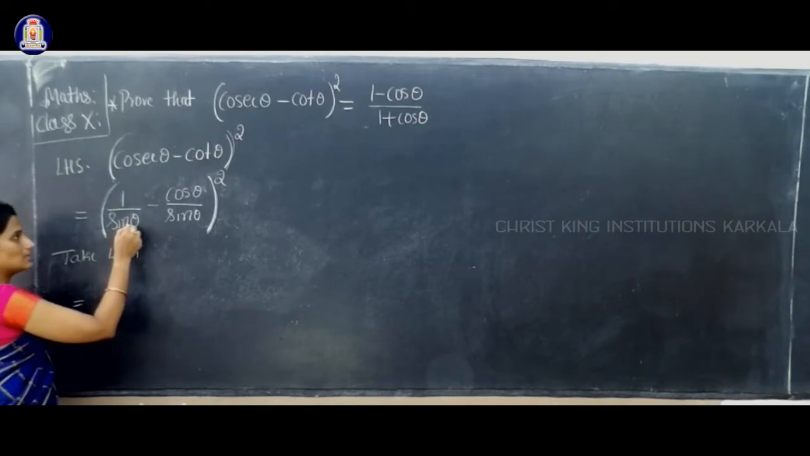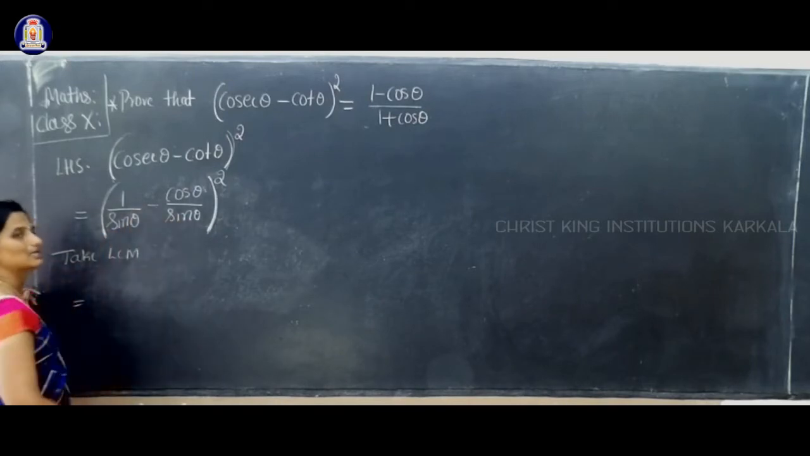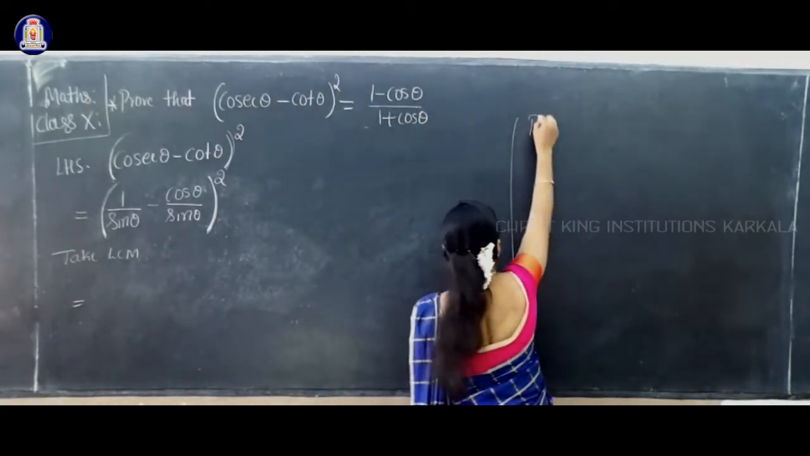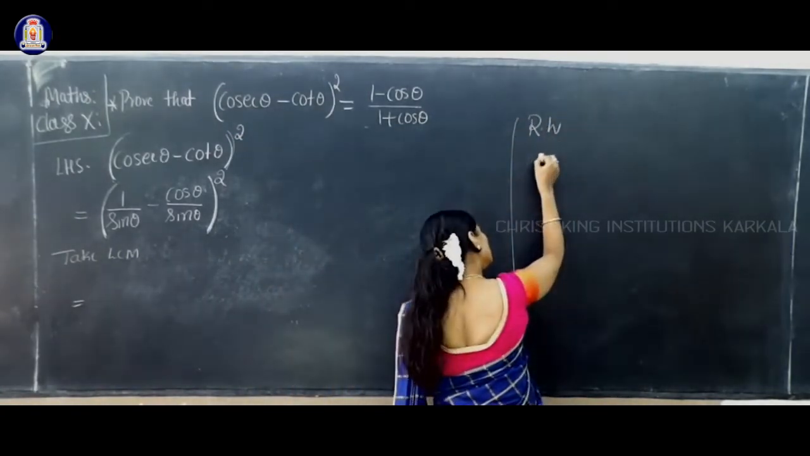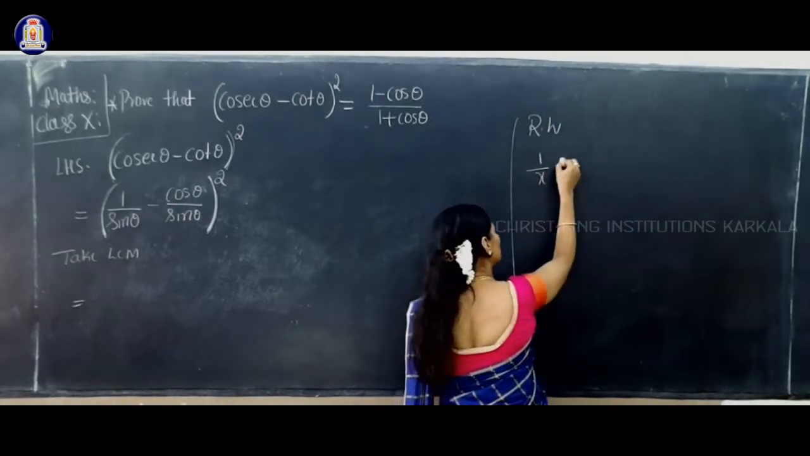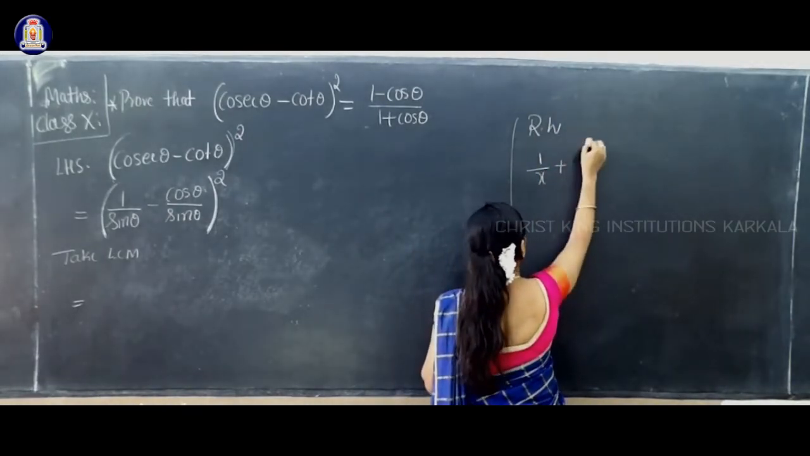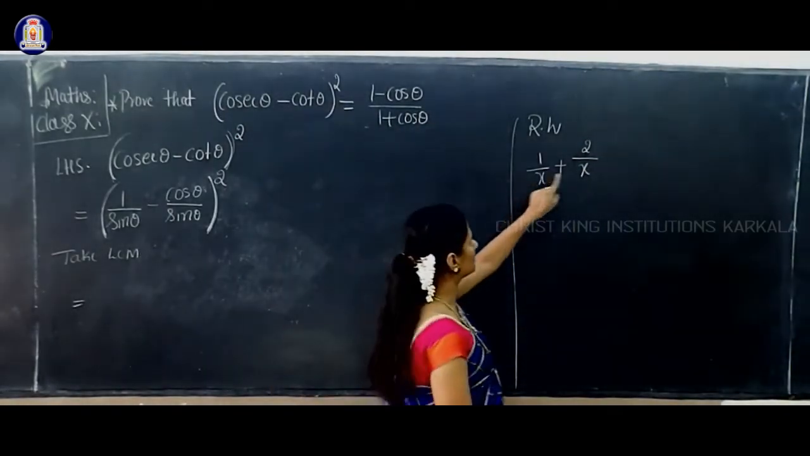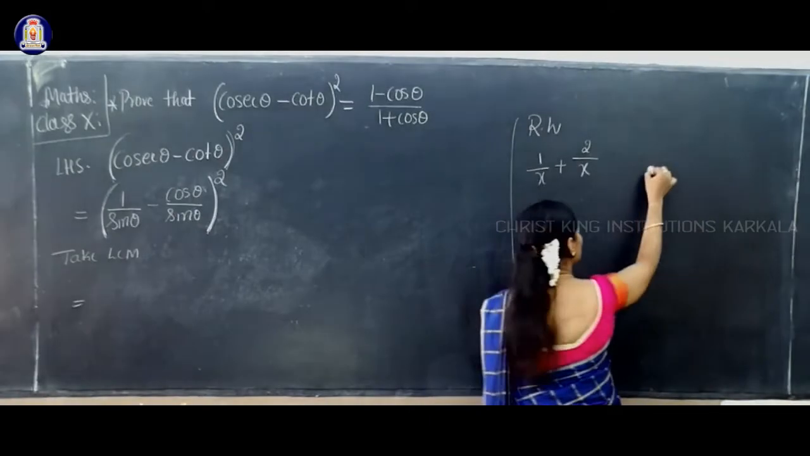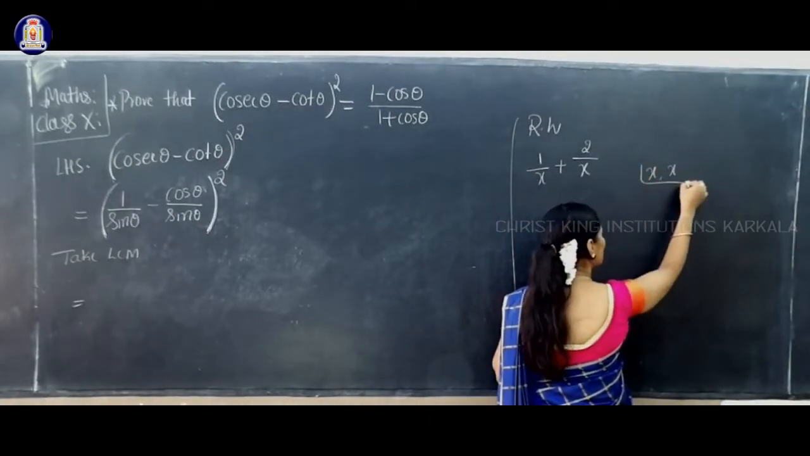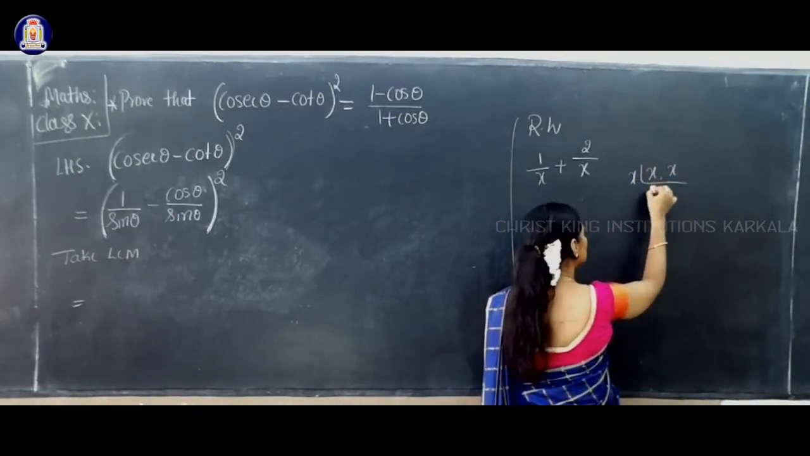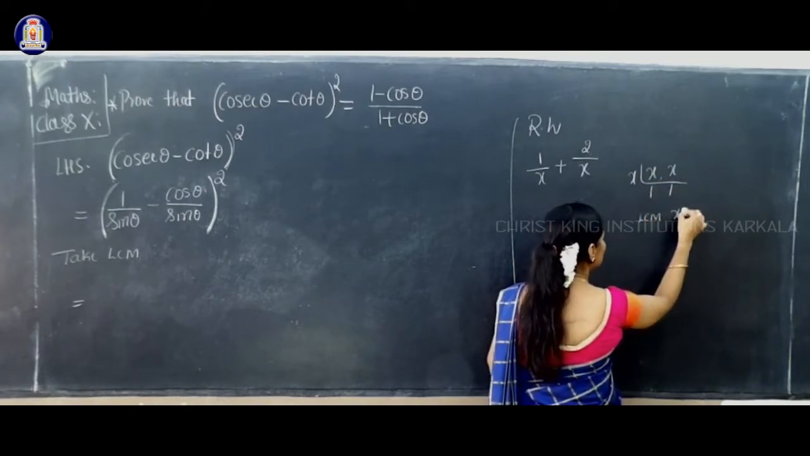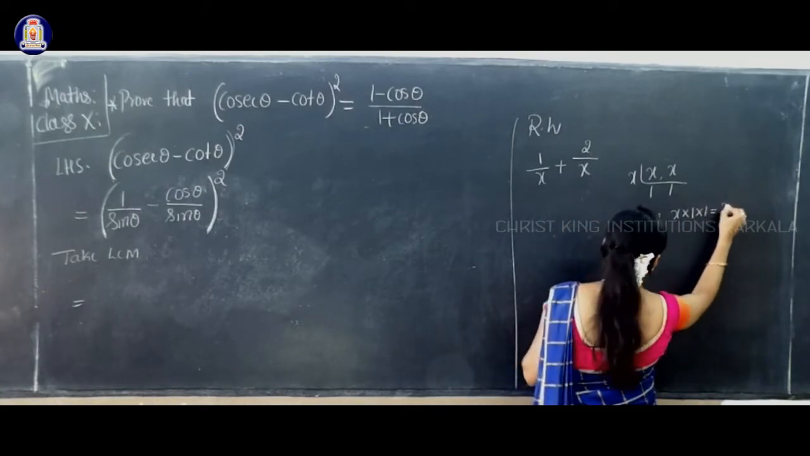So you know what your LCM is? Sin theta and sin theta. What is your LCM? I will give this one for comparison. It is a rough one. Suppose 1 divided by x plus y divided by x, otherwise 2 divided by x. How to take the LCM? The denominator is the same, that means x and x. What is your LCM? x is common, so it is x. So what is your LCM? LCM is x into 1 into 1, which is equal to x.